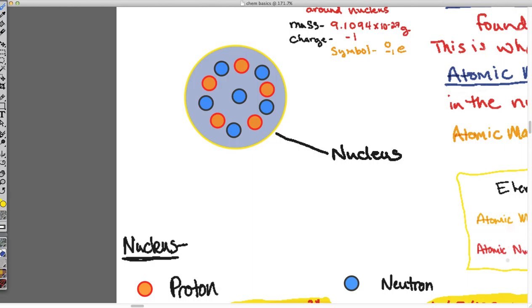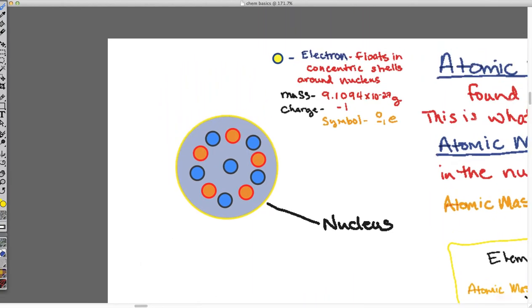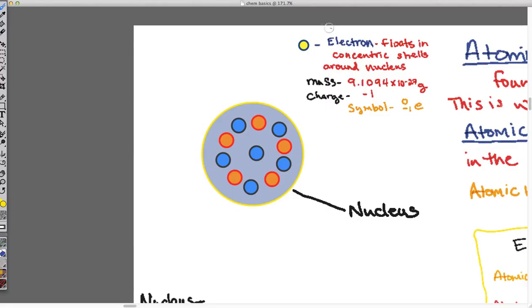And that leaves us with the third subatomic particle, and that is the electron. The electron floats in these shells that are found around the nucleus. Well, first let's go through the mass. The mass is 9.1 times 10 to the negative 27 grams, sorry. I got distracted by my puppies again. And the charge is -1, and here's the symbol, okay?